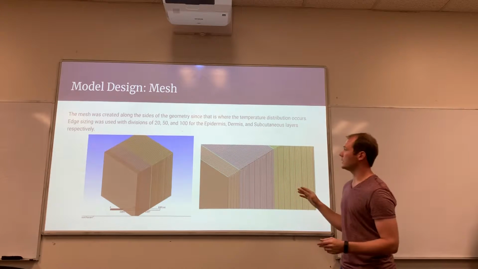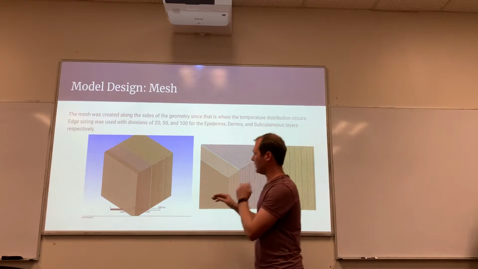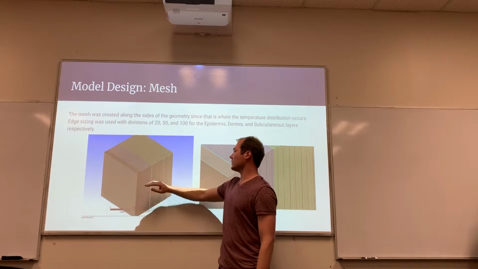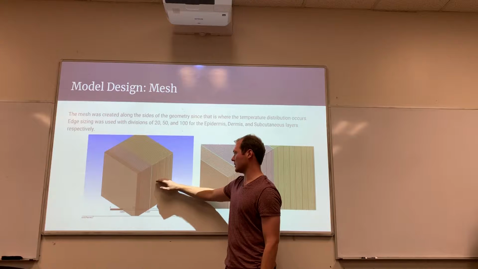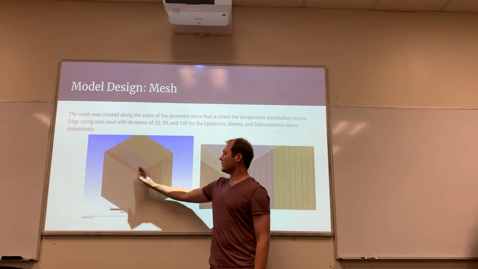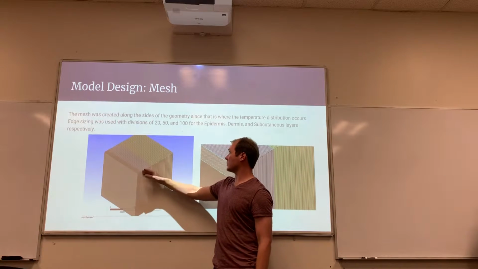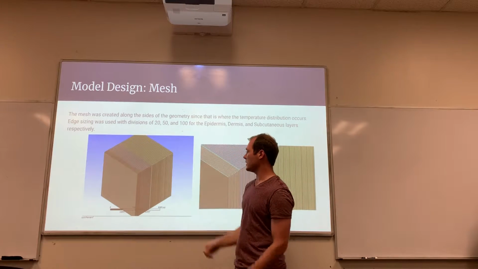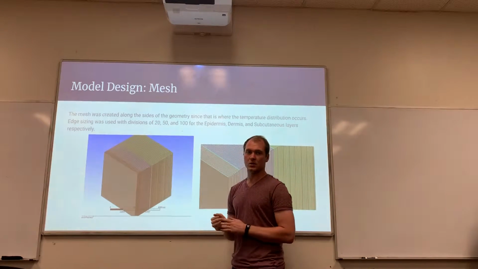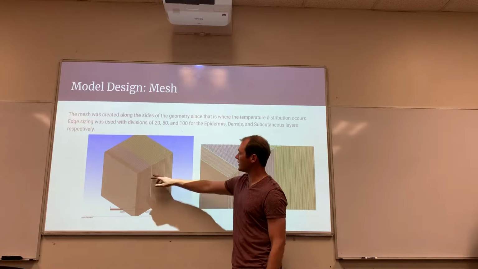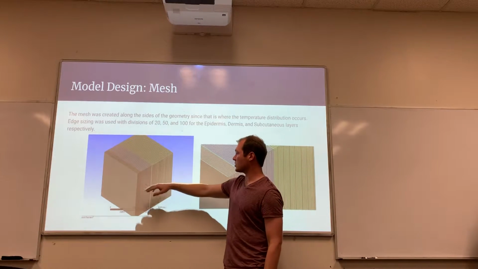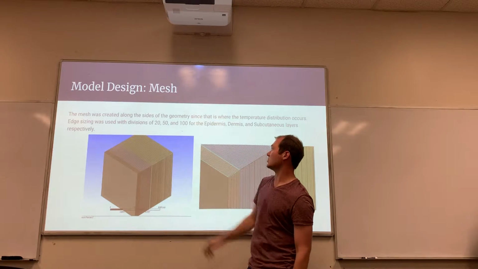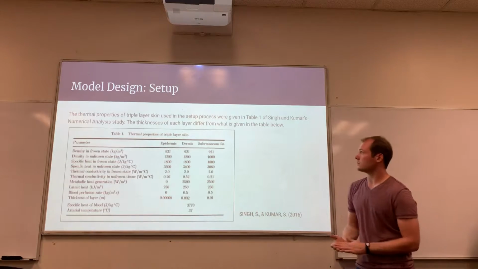For our mesh, since the epidermis is thinner than the dermis and subcutaneous tissue, the edge sizing applied to the epidermis was 20. As the thickness of the tissue increased through each layer, so did the edge sizing, so the dermis is 50 and the subcutaneous tissue is 100.